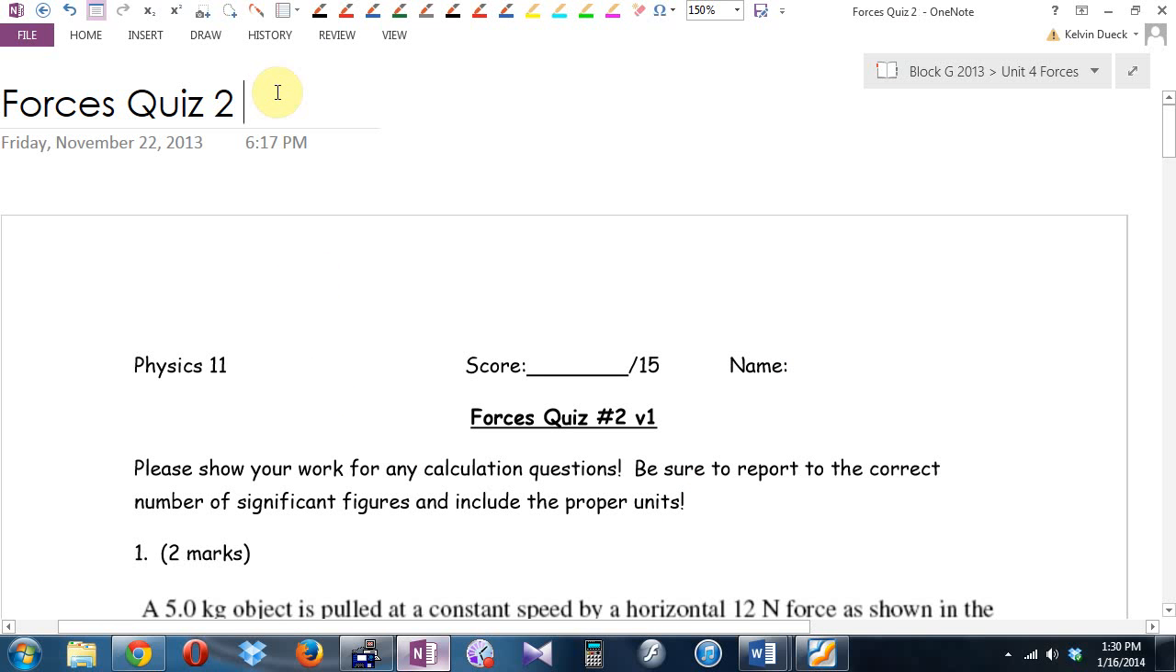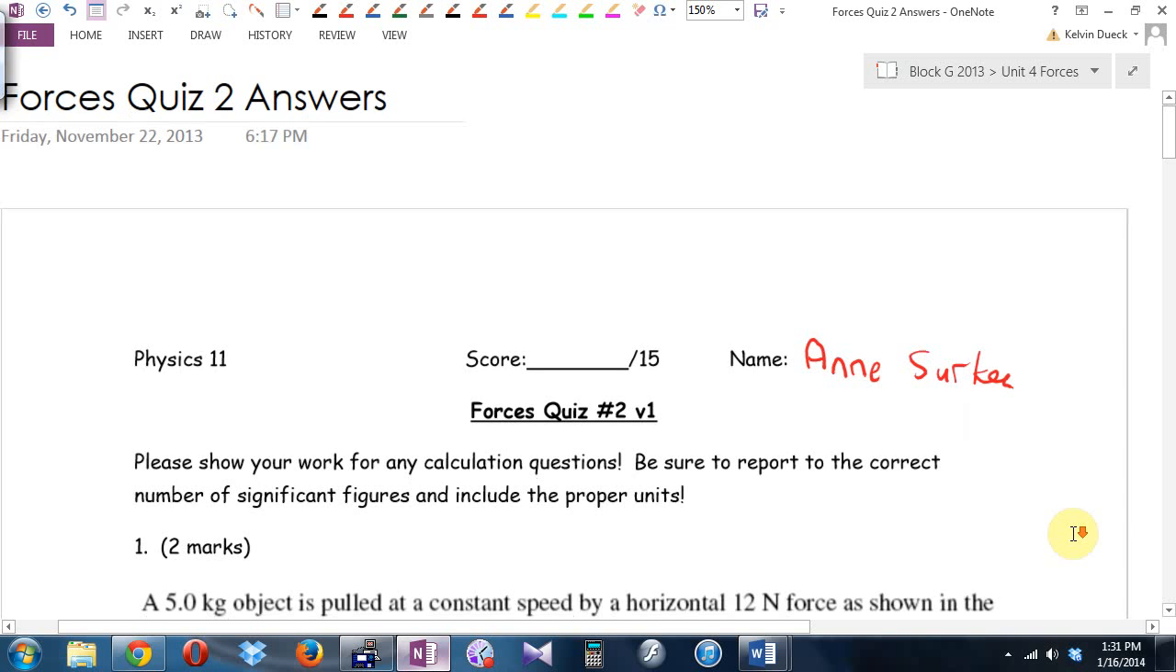Quiz 2 answers. Okay. Thanks, Dan. Mr. Dueck, this one was tougher. Good. This is using lots of free body diagrams and friction.